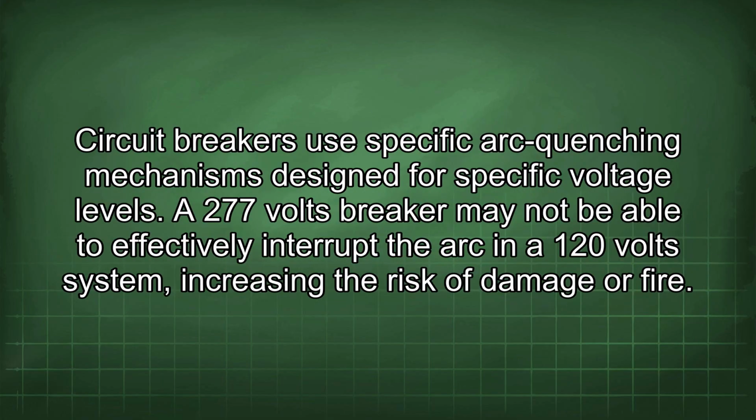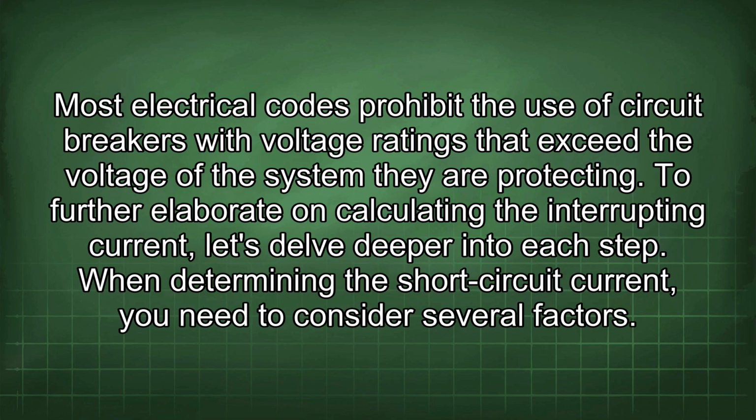Circuit breakers use specific arc quenching mechanisms designed for specific voltage levels. A 277-volt breaker may not be able to effectively interrupt the arc in a 120-volt system, increasing the risk of damage or fire. Most electrical codes prohibit the use of circuit breakers with voltage ratings that exceed the voltage of the system they are protecting. To further elaborate on calculating the interrupting current, let's delve deeper into each step.